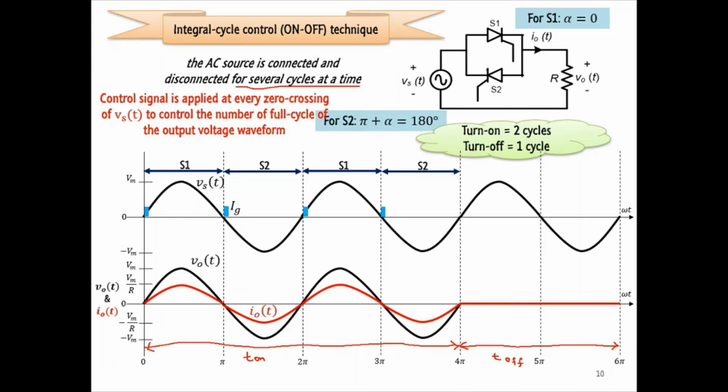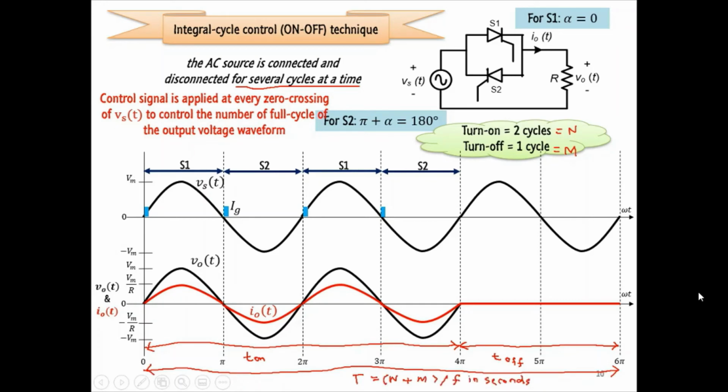If the number of cycles during turn-on is N and turn-off is M, therefore, the period of the output voltage and current waveforms can be written as follows. According to T, we can write the equation for the turn-on and turn-off time using N and M.